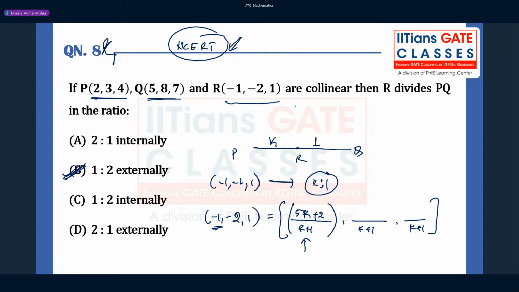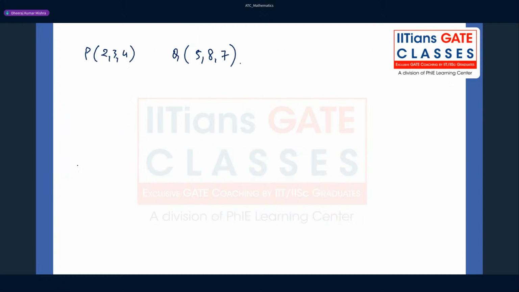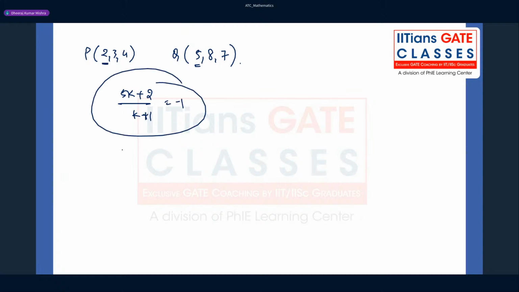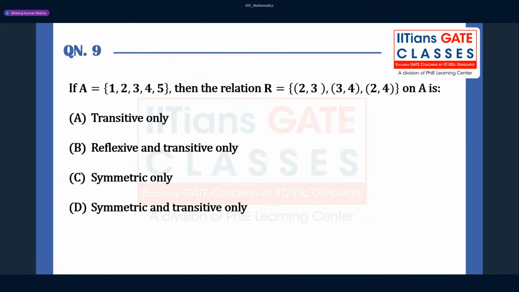So you will get 5, 1:2 externally, right? So this will be the answer for this question. So you take this 5, so 5 into K plus 2 upon K plus 1, and then equate with -1, you will get the answer, right? Fine. So this question is again from the topic called relation.